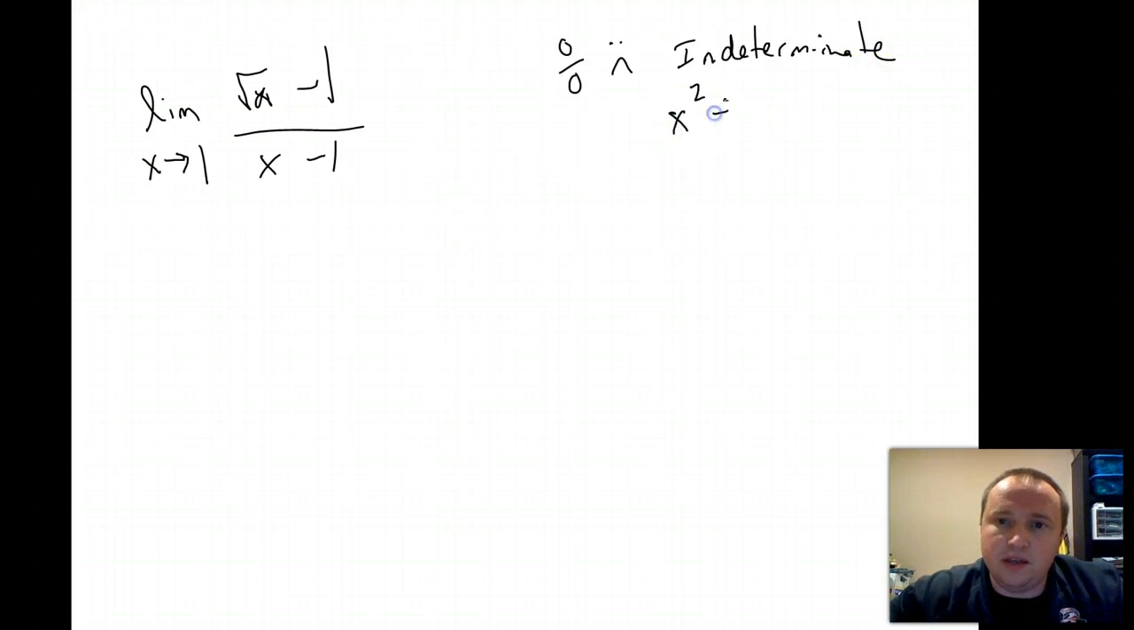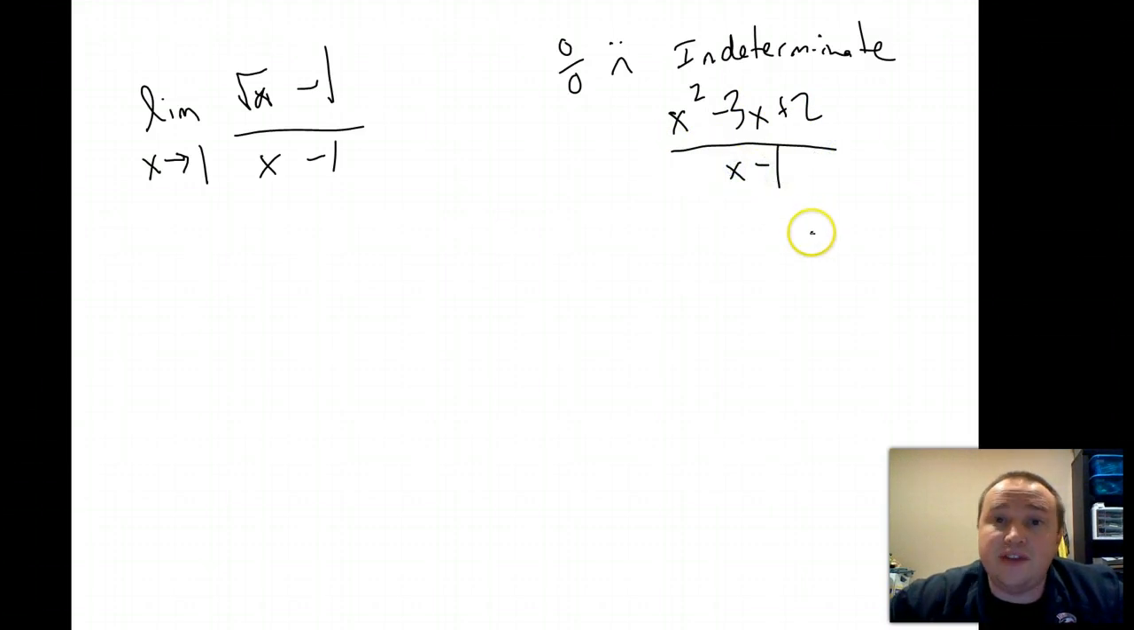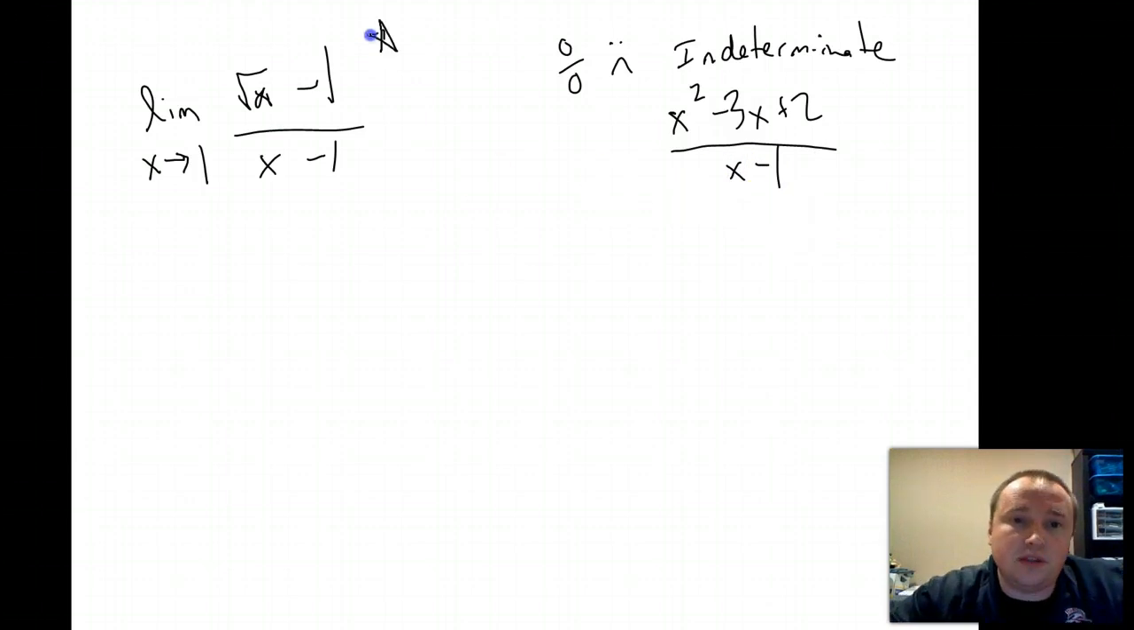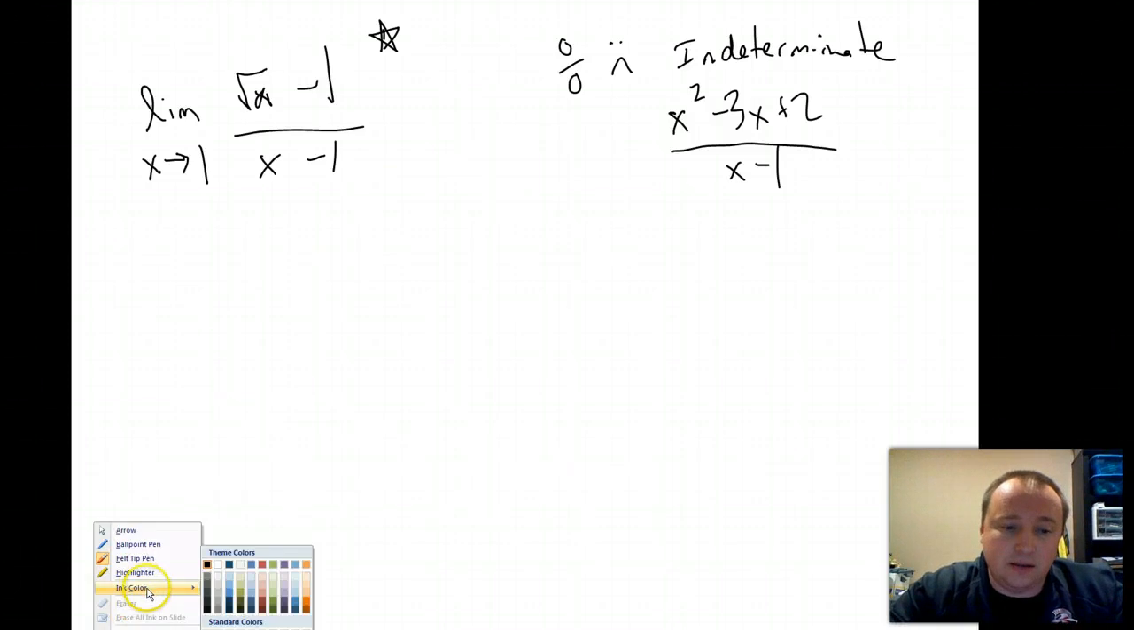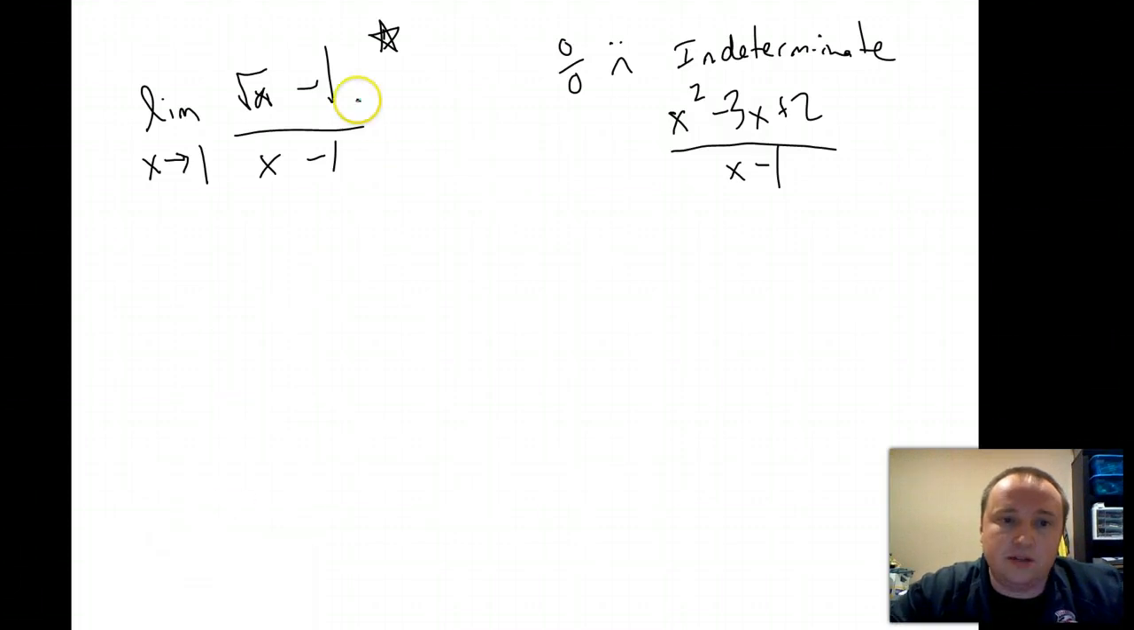If it was x squared minus 1, that's a candidate to factor, because if I factor it, then things cancel. Well, these ones over here, the square roots, don't factor. But one of the things we can do is a process called rationalizing. And so let's show you what that looks like.